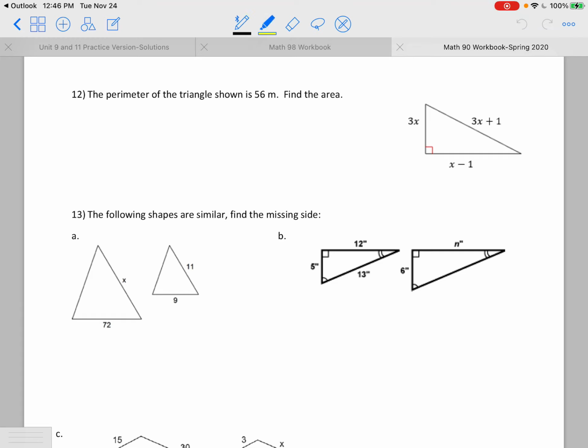So here we have a triangle. Okay, and you notice in this problem it says the perimeter of the triangle is 56 meters. Okay, and they want us to find the area. So there's some stuff going on here. Okay, the perimeter is 56, find the area.